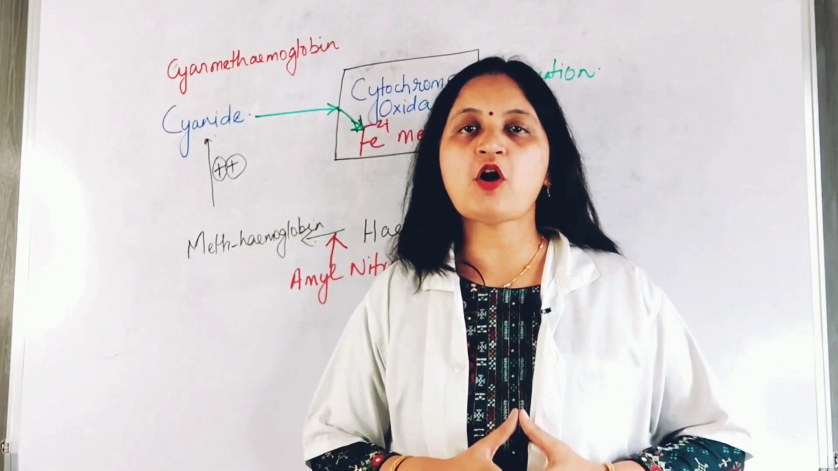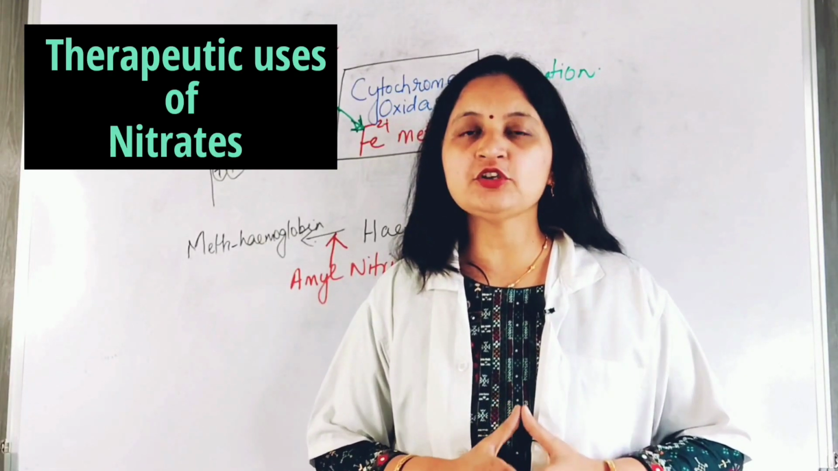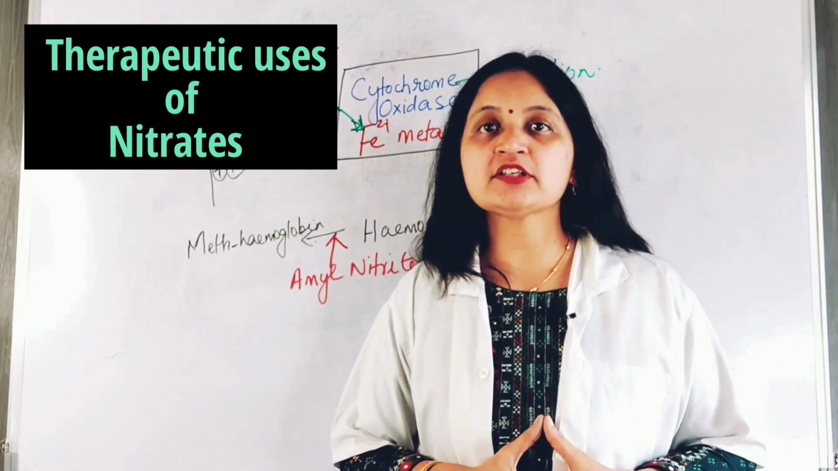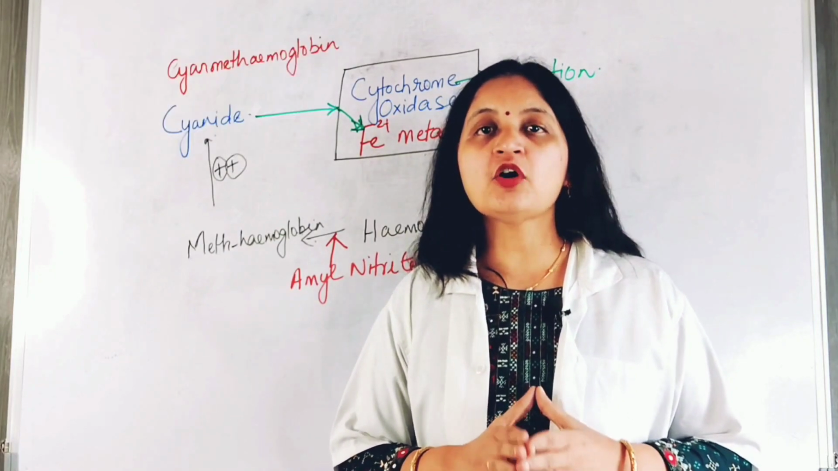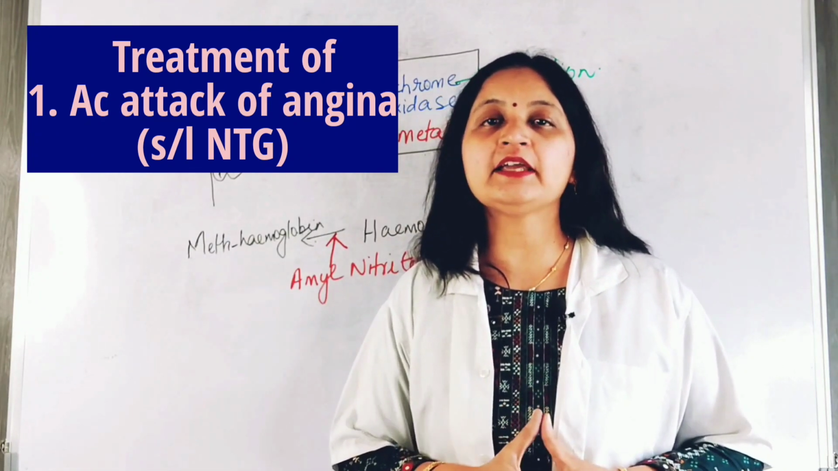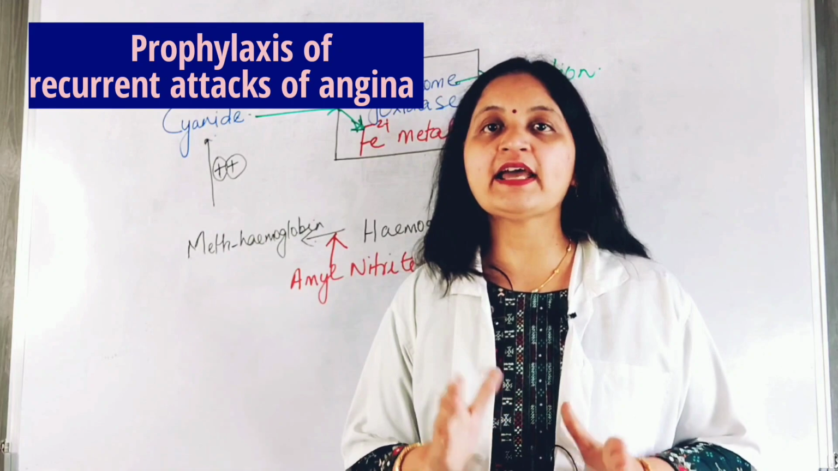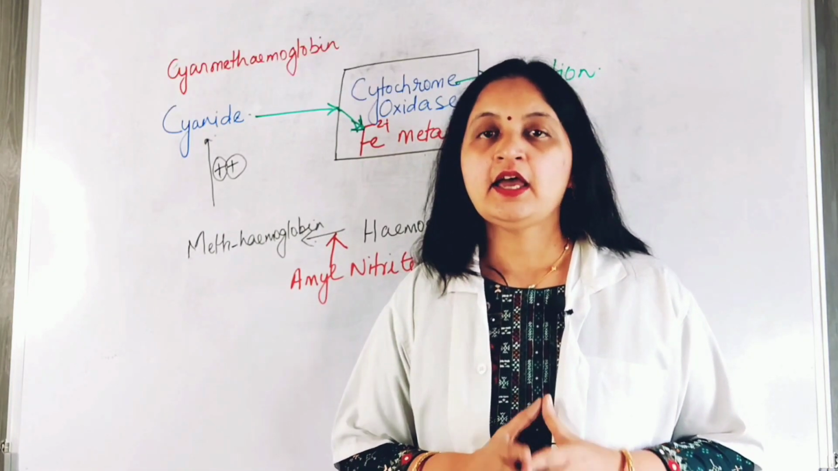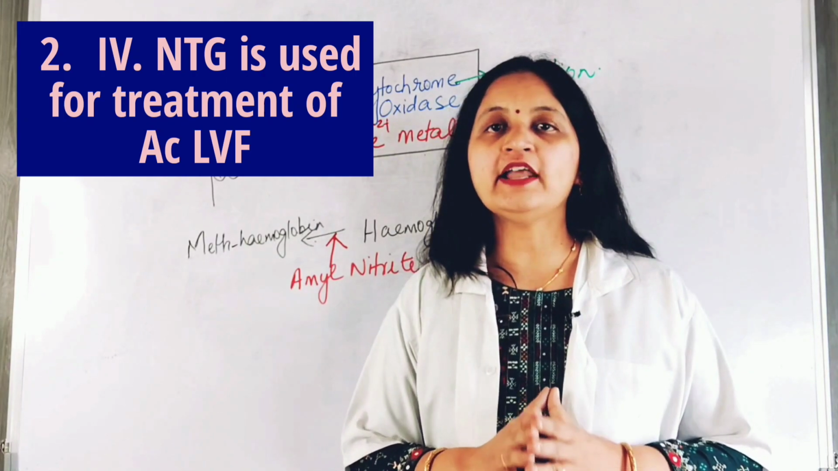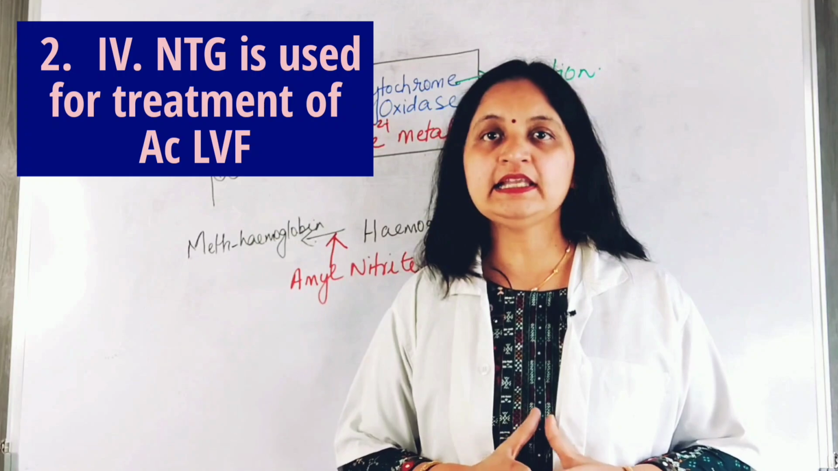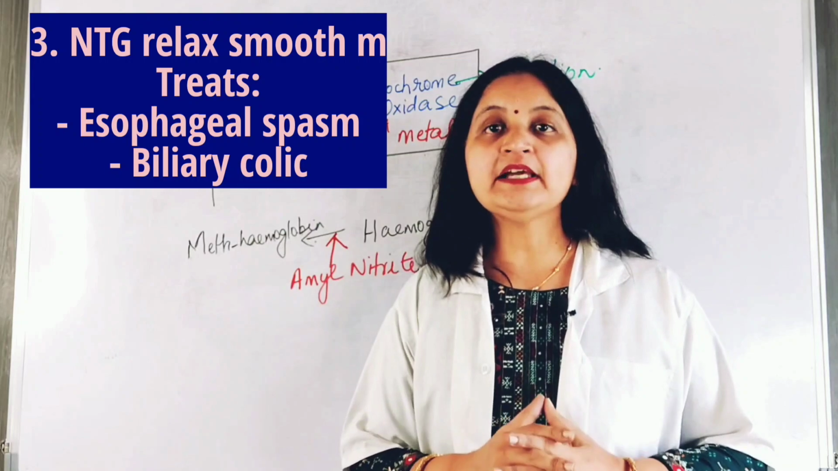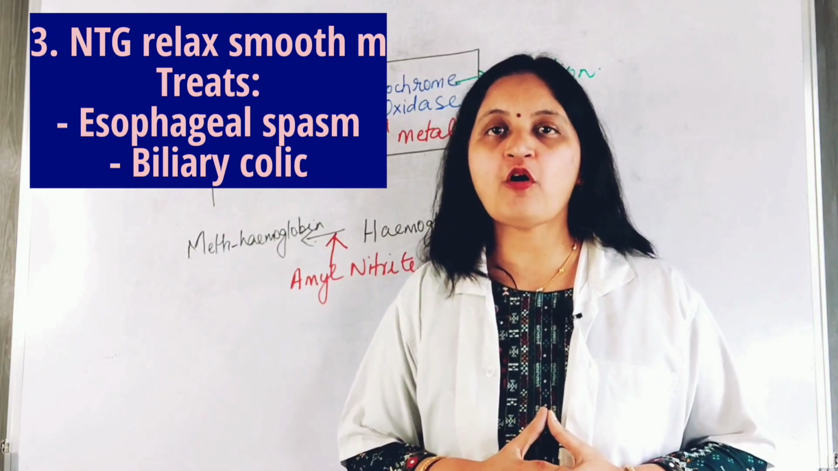So coming to the uses of nitrates. Nitrates are commonly used for the prevention and treatment of angina. The short-acting preparation such as sublingual nitroglycerine is commonly used to abort acute attack of angina, whereas the long-acting preparations are useful in the prophylaxis of anginal attacks. Intravenous nitroglycerine can be used for the treatment of acute left ventricular failure. Thirdly, nitrates can be used for the treatment of esophageal spasm and biliary colic as they cause relaxation of smooth muscles.